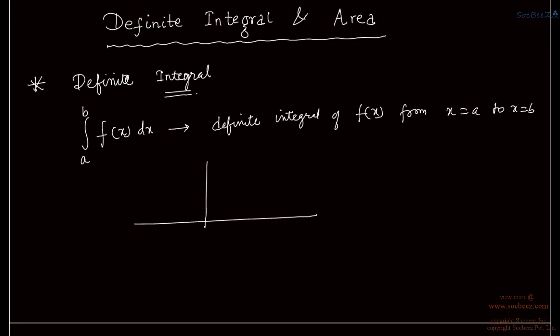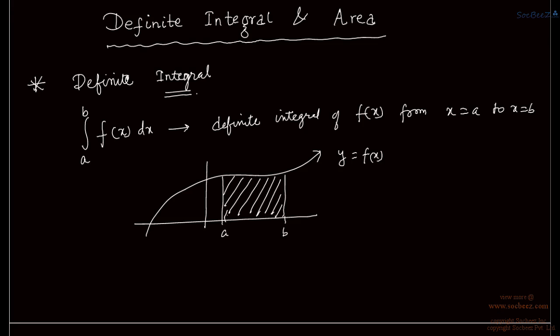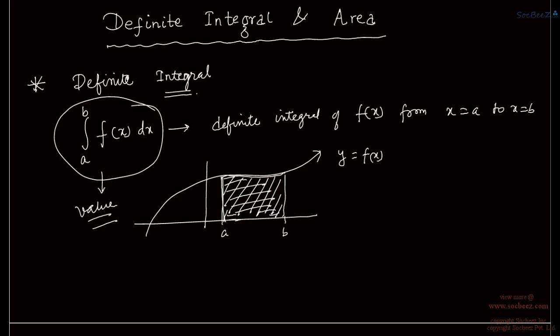This means that, suppose this is the curve y equal to f(x), and we have point x equal to a here and x equal to b here. So what is the area between the curve and the x axis? This area represents the value of this integral. So this integral gives a value, which is nothing but the area bounded by the lines x equal to a, x equal to b, the curve and the x axis.